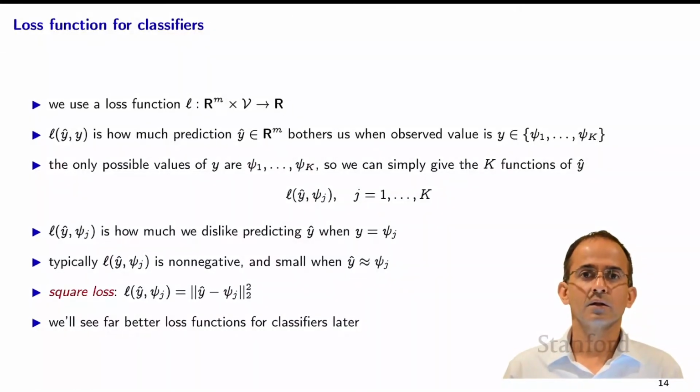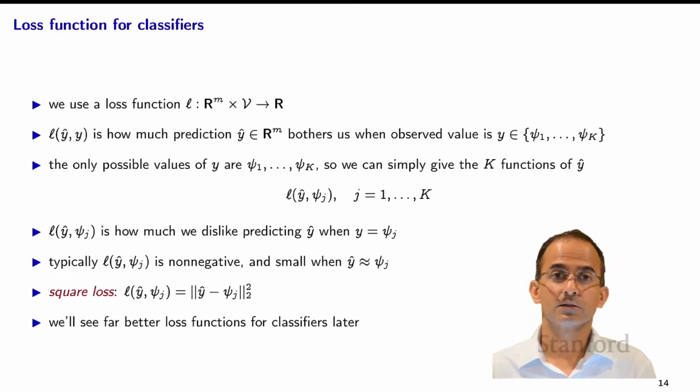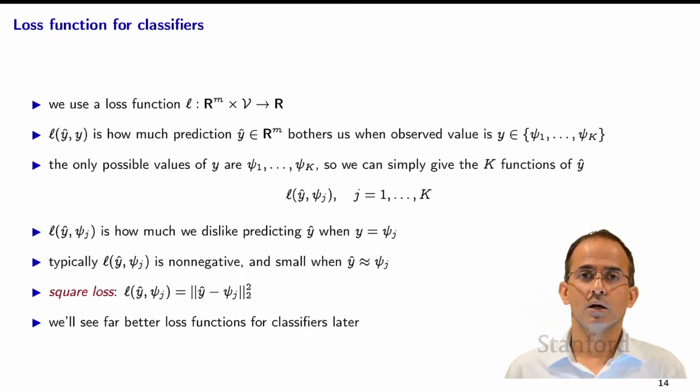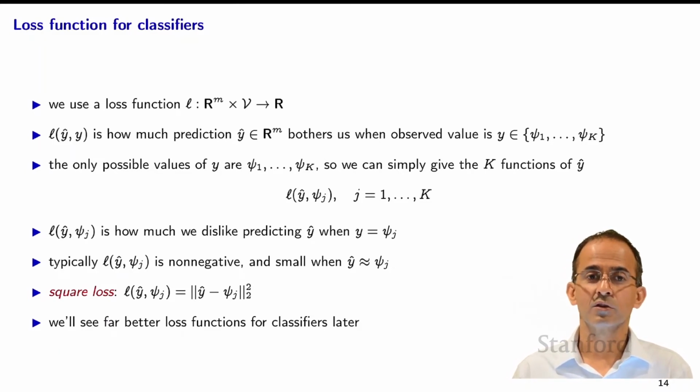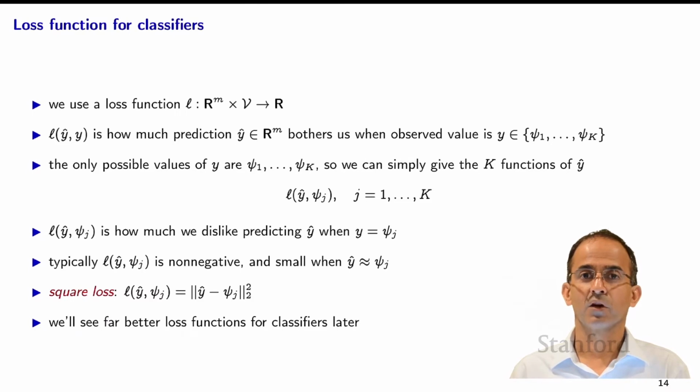Now, the other major piece that we need for classification is a loss function. It turns out that the loss function we would use for classification is slightly different from the typical loss function we would use for regression. We're going to see in the next section several different loss functions for classifiers. For the moment, I want to consider the simplest loss function, for example, the square loss.